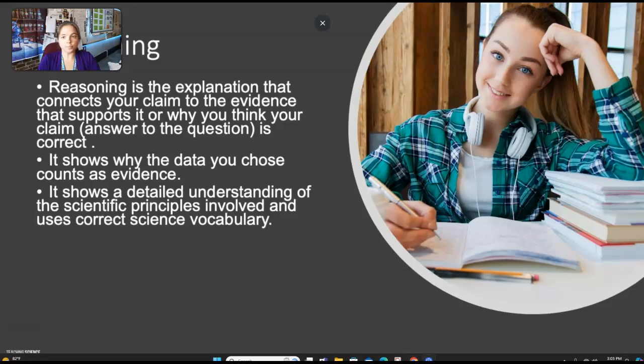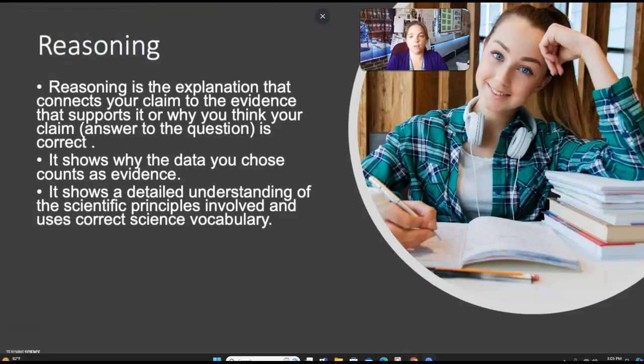All right. Once we have all that, we have the claim, we have the evidence. Now you got to back up that evidence. Why is that evidence relevant? Why are we using it? The reasoning is the explanation that connects that claim to the evidence, and it supports why, or why not, you think that claim, the answer to your question, is correct.